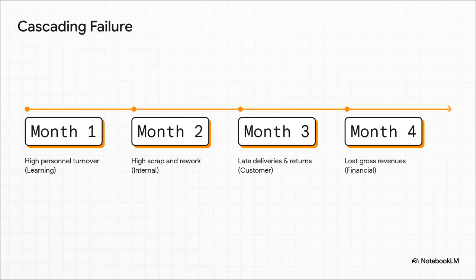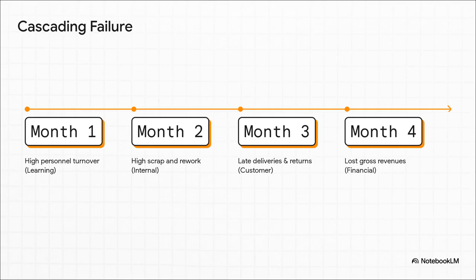In month 1, let's say your company experiences really high personnel turnover. You're losing your absolute best employees. That's a massive failure in the learning and growth perspective. Because you now have untrained staff stepping in, by month 2, you see a huge spike in your rate of scrap and rework. That is a straight-up failure in your internal business processes.